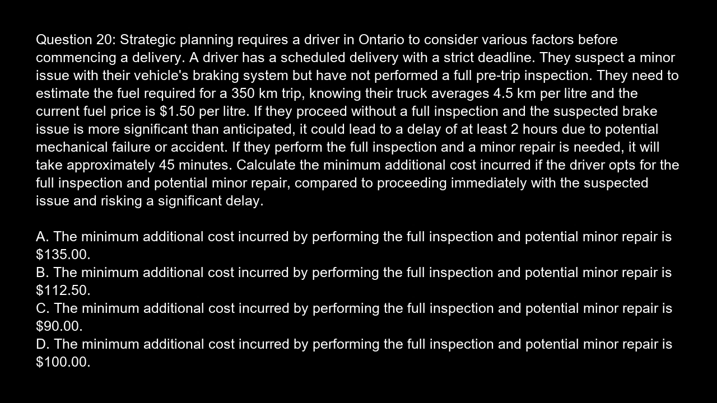Option A. The minimum additional cost incurred by performing the full inspection and potential minor repair is $135.00. Option B. The minimum additional cost incurred by performing the full inspection and potential minor repair is $112.50. Option C. The minimum additional cost incurred by performing the full inspection and potential minor repair is $90.00. Option D. The minimum additional cost incurred by performing the full inspection and potential minor repair is $100.00.